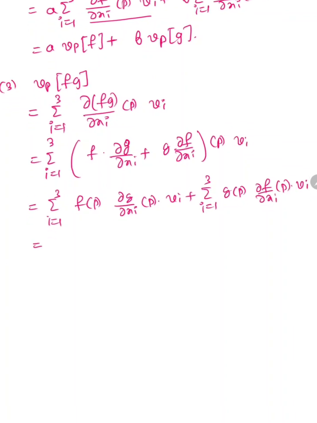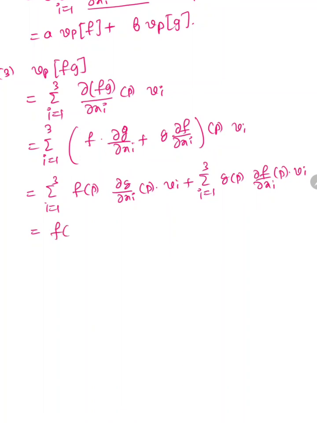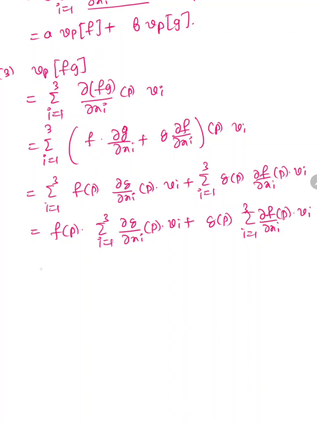Yes, f of p and g of p are free from the i enumeration, so I can take them out: f of p into the summation i equal to 1 to 3 of dou g by dou xi at the point p multiplied by Vi, plus g of p taken out, the summation i equal to 1 to 3 of dou f by dou xi at the point p multiplied by Vi. So by the definition of Vp of f, meaning directional derivative in terms of partial derivatives, we can write this as Vp of g, plus this is nothing but Vp of f. So this is how the third property, which is the directional derivative of the product of functions, can be proved.